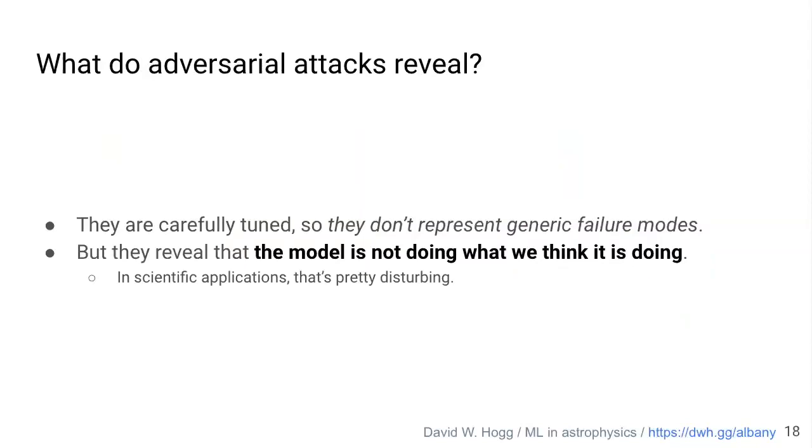Okay, good. So what do the adversarial attacks reveal? I don't know, but I believe that they don't represent generic failure modes. That was a very specifically chosen thing, and there are all sorts of other adversarial attack approaches out there. But they reveal to me that the model isn't doing what we think it's doing. And you see the relevance of that when you put a machine learning model into an astrophysics problem or a physics problem. Now you're introducing some modes or behaviors that you know are physically wrong.